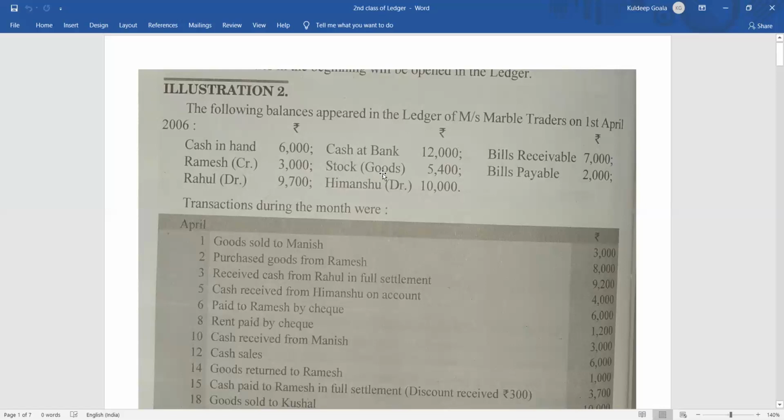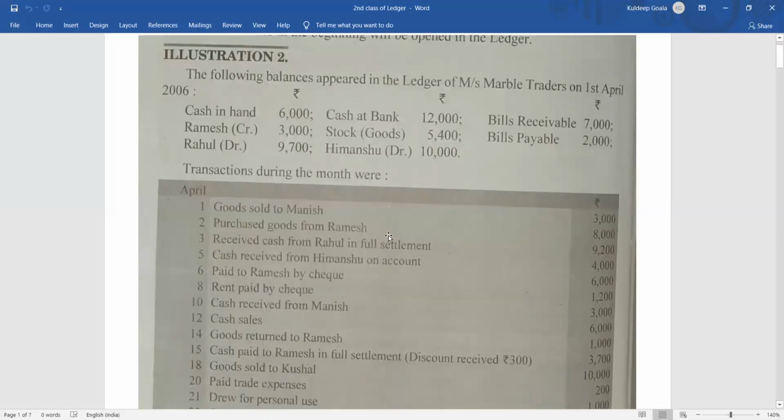Goods or stock, as I told you, is our asset, debit. Bills payable, payable means I have to pay, it's my liability, so credit. Rahul, debit means he is a debtor, so debit. Himanshu, debit means he is also our debtor. So all the debits are taken, and the balancing figure will be capital. Remember that, as I told you the other day when we were doing the journal entries.